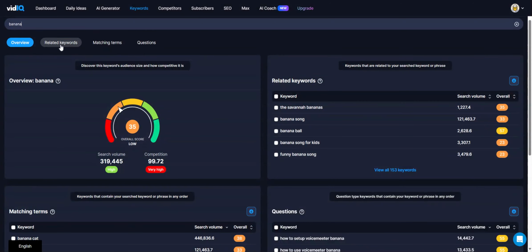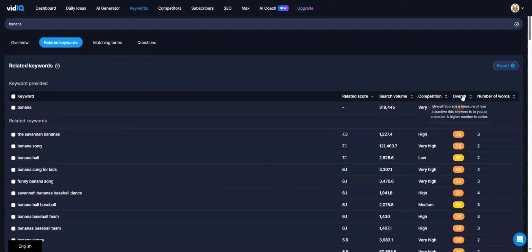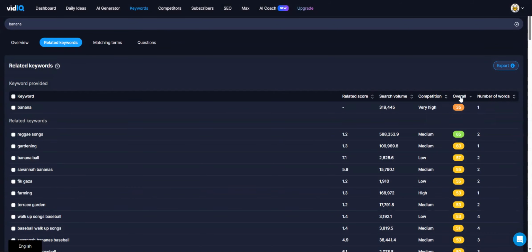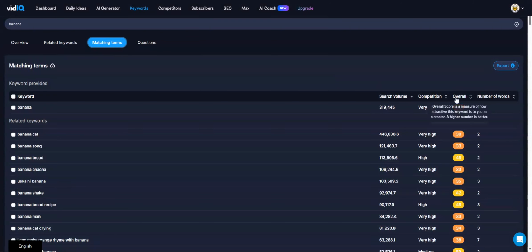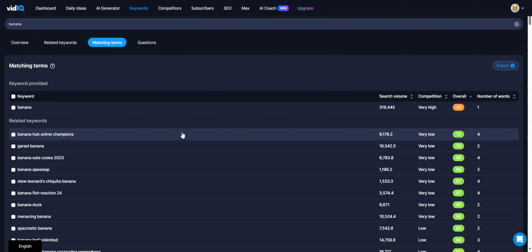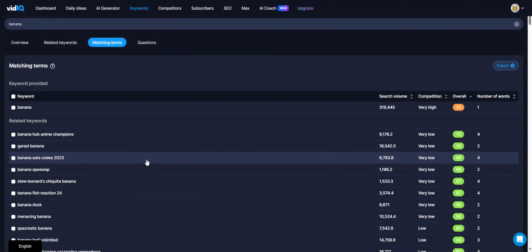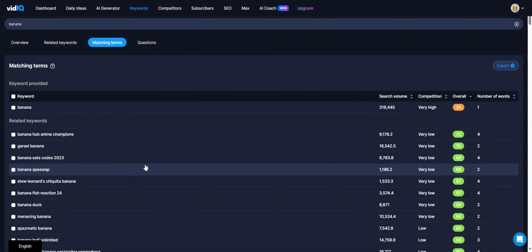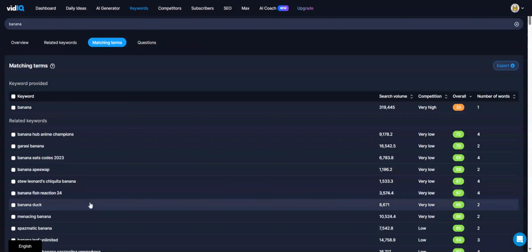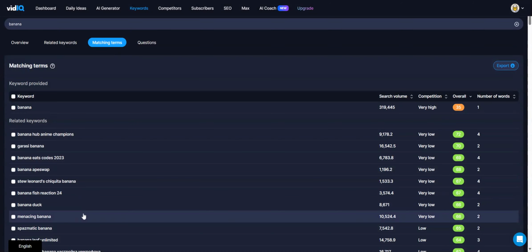Now, for related keywords about bananas, let's look at all of those with the highest overall score. For some reason, here it gives reggae songs and gardening. So most likely starting off with just the broad term banana is a little bit too broad. But let's check the matching terms as well. Here it gives a lot of those high overall score keywords, but they seem to be really niche keywords. So for example, banana duck and menacing banana.